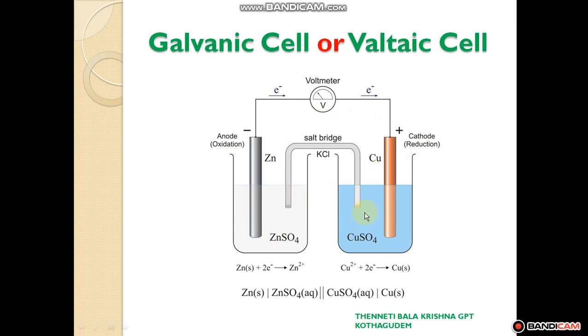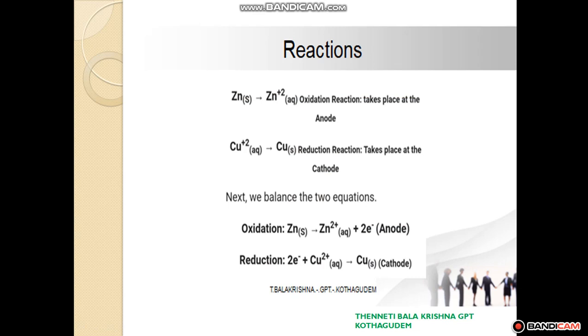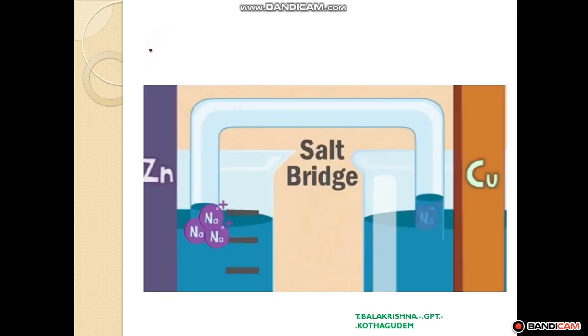So in this case, the salt bridge plays an important role. What is the role of this salt bridge? It prevents the physical mixing of the two solutions but allows ions to move from one half cell to another half cell. This salt bridge is filled with KCl or ammonium nitrate gelatin.